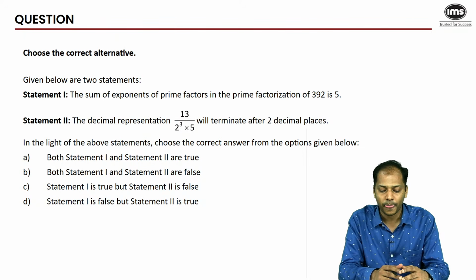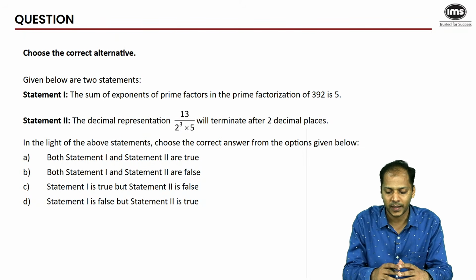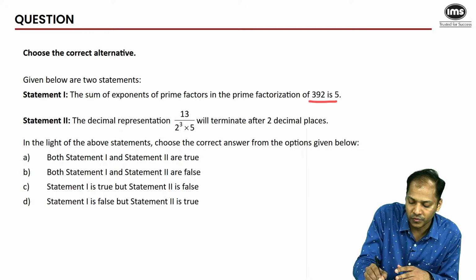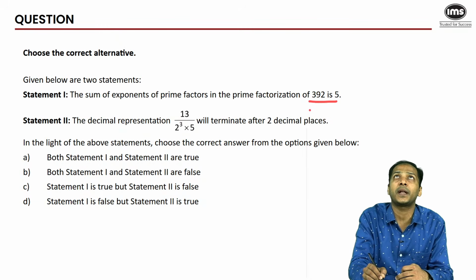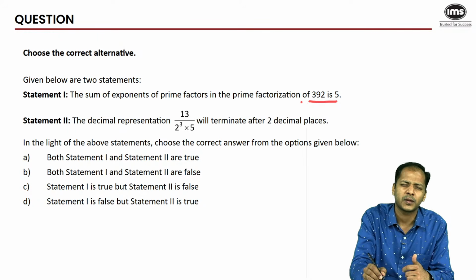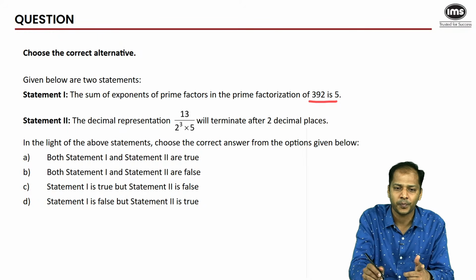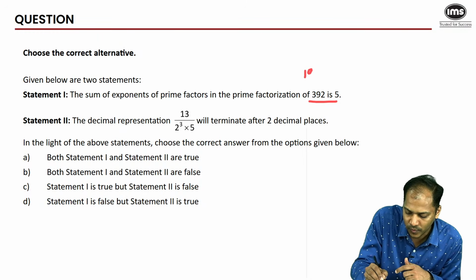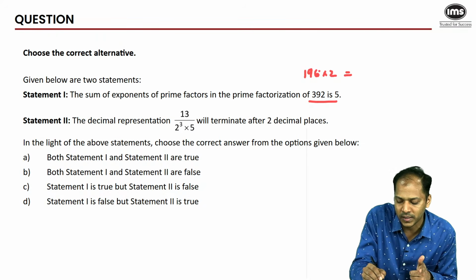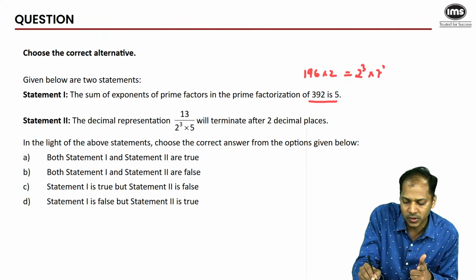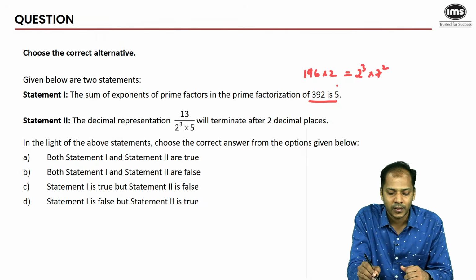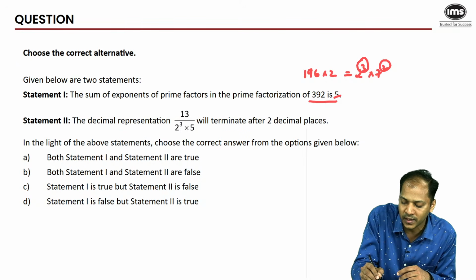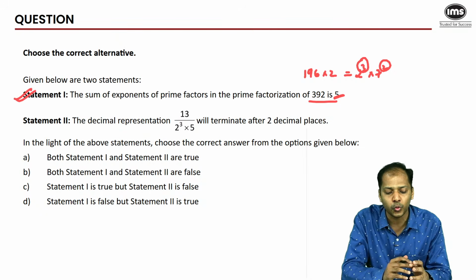I hope you are able to read the question here, and I hope I'm not blocking the view. The sum of exponents of prime factors in the prime factorization of 392. Very quickly, let's check. 392 is 196 into 2. 196 is 14 square. So that's 2 cube into 7 square, 8 into 49. The sum of exponents in the prime factorization is 3 plus 2, which is indeed 5. So statement 1 is true.